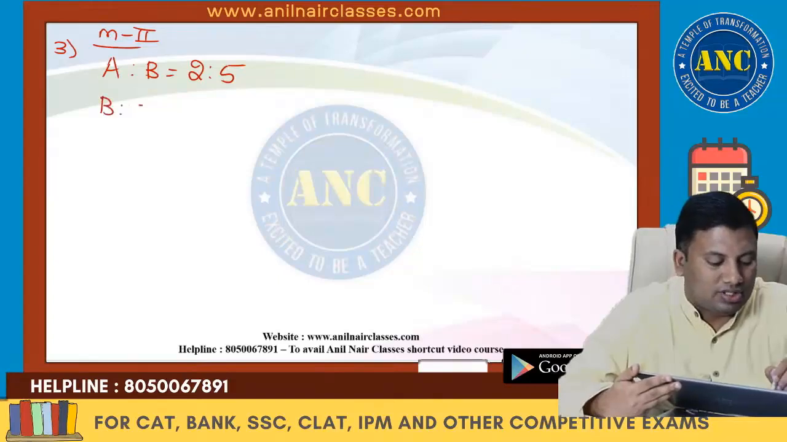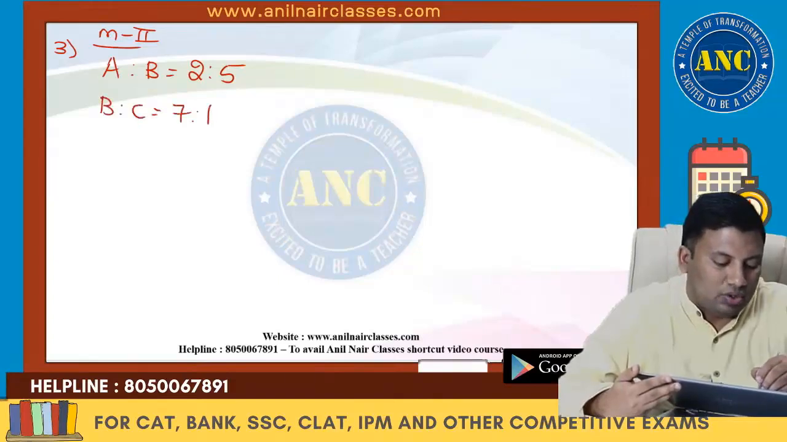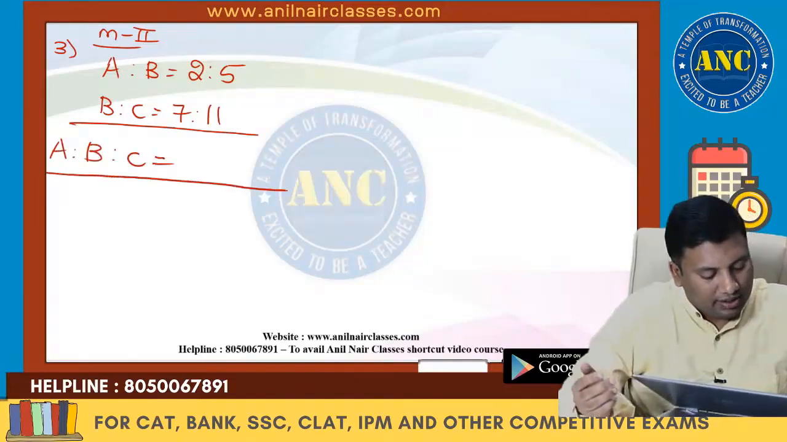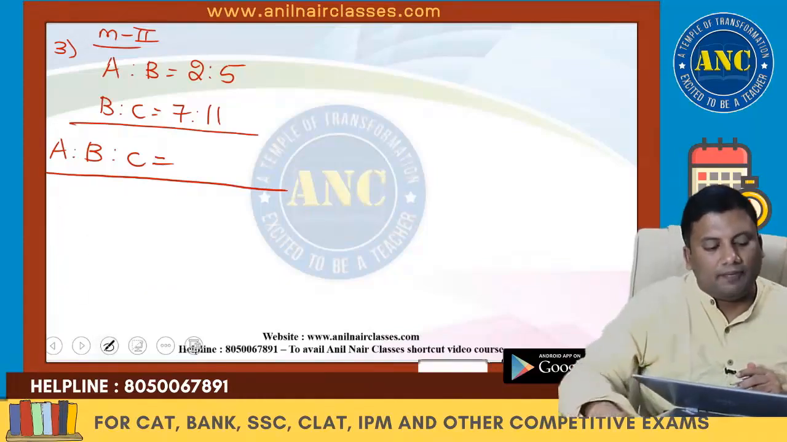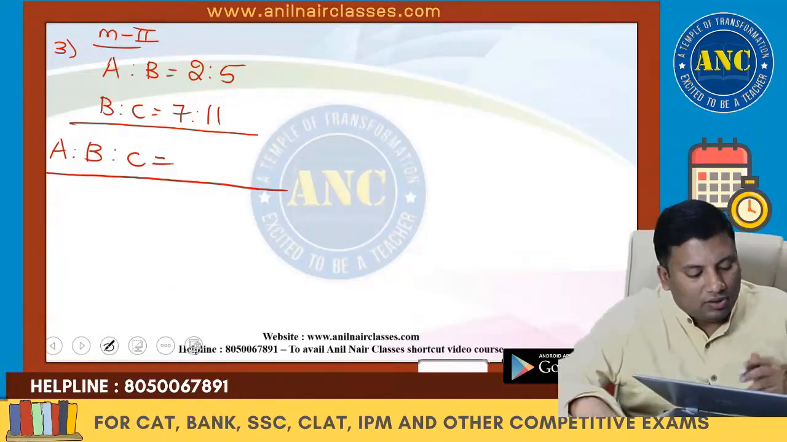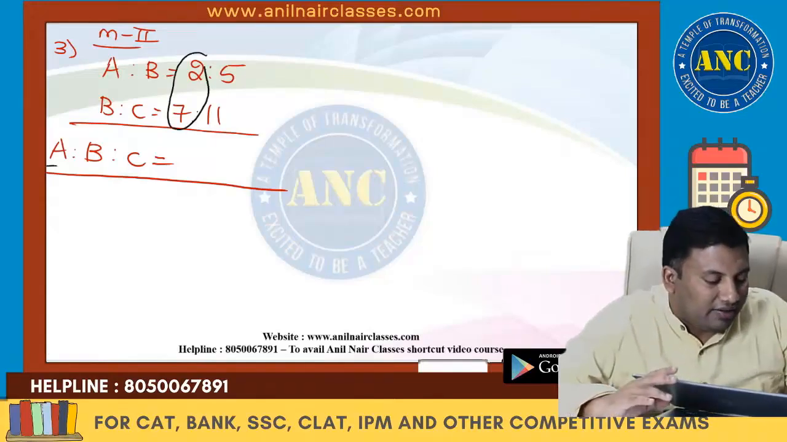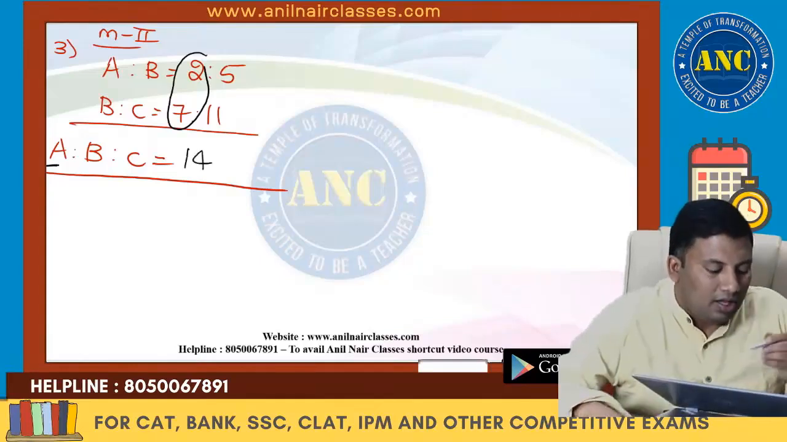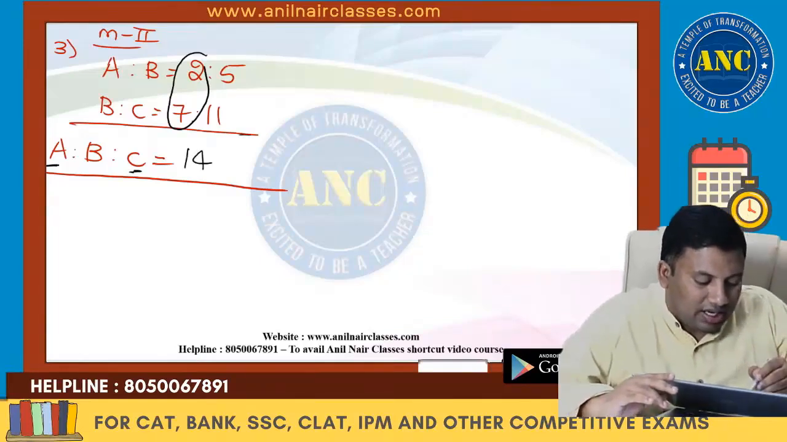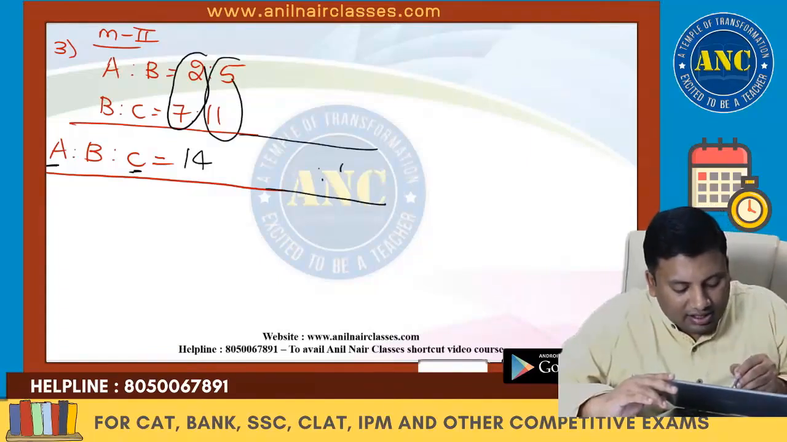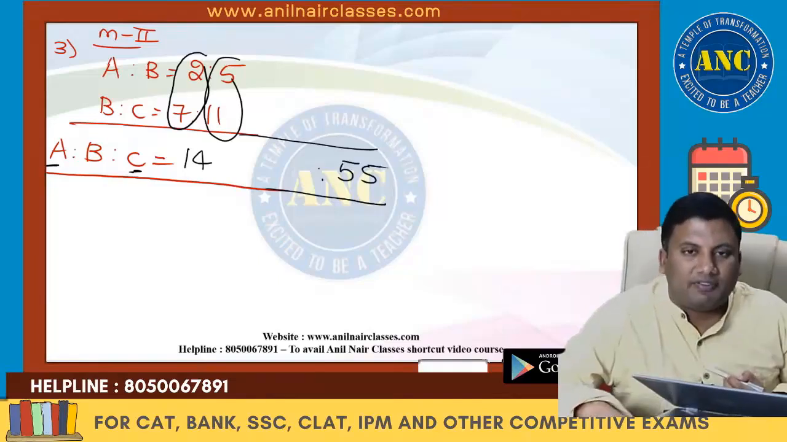B is to C is 7 is to 11. One more method to do a compound ratio: A is to B is to C. A simple way to do it. Now see here, what is the first value? 2 and 7. To get the first value, multiply the first: 2 7s are 14. What is the last value? C. To get the last value, multiply the last: 5 11s are 55.